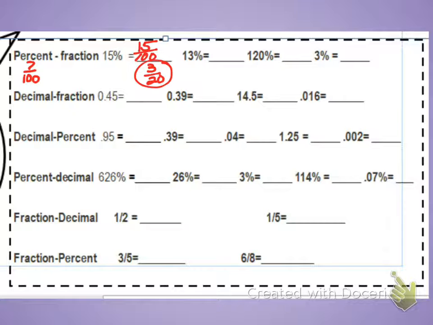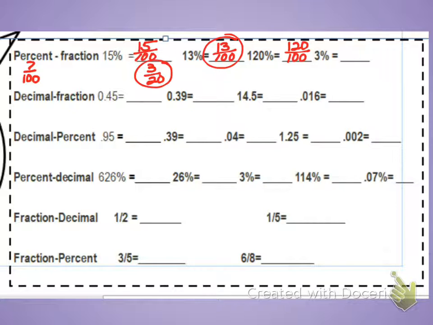Okay? The second one, we're just going to write it over 100. So we're going to write 13 over 100. And that one does not reduce. Okay? And then we have 120%. We're going to write just the same thing. Remember? 120 over 100. Because percent always means out of 100. So even though it's over 100, and you may have been told you can't have a percent over 100, that's not true.